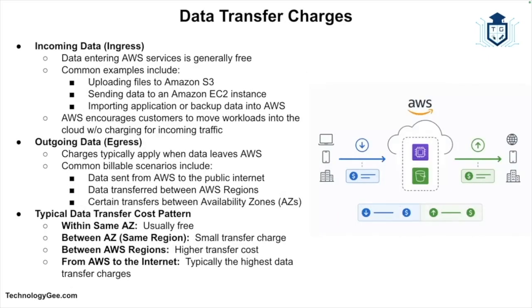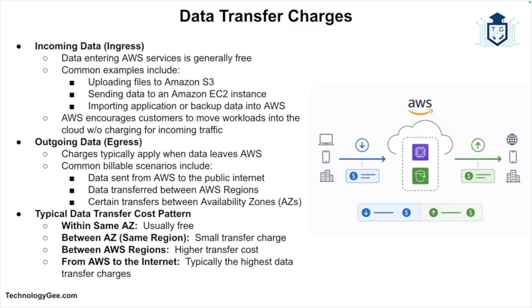All right, so let's go ahead and talk about something that catches a lot of beginners off guard, and that is data transfer pricing. So here's the key concept that you need to remember for both the exam and real life. Inbound data is usually free, and outbound data usually costs money. Incoming data is also known as ingress. This is data coming into AWS, and this is generally free. For example, we're talking about uploading files to S3 or sending data to an EC2 instance. All of that comes at no charge.